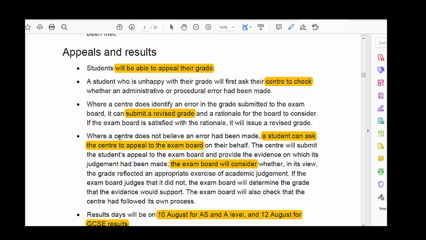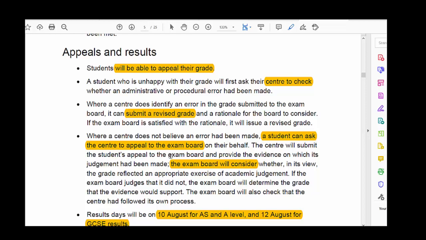If your school, the centre is the school, so if a school does not believe an error has been made, then the student can ask the school to appeal to the exam board. So this is when you submit an appeal. So the school has to do that on your behalf. And the school will need to submit some evidence on how the judgment has been made to give that grade. And then the exam board will look at this evidence. And if the exam board agree that based on the evidence provided that the student has been awarded the correct grade, that grade will stand.